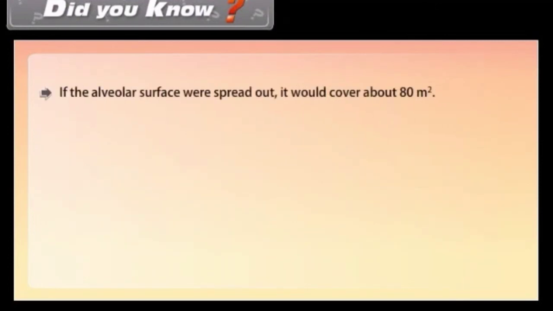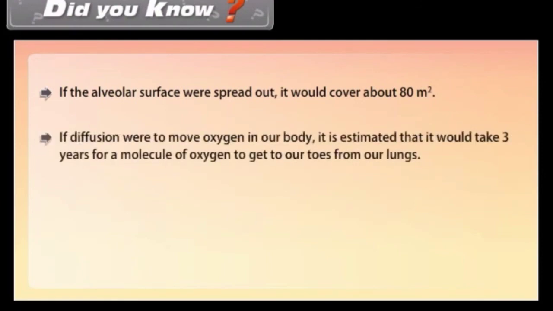If the alveolar surface was spread out, it would cover about 80 square meters. If diffusion were to move oxygen in our body, it is estimated that it would take 3 years for a molecule of oxygen to get to our toes from our lungs.